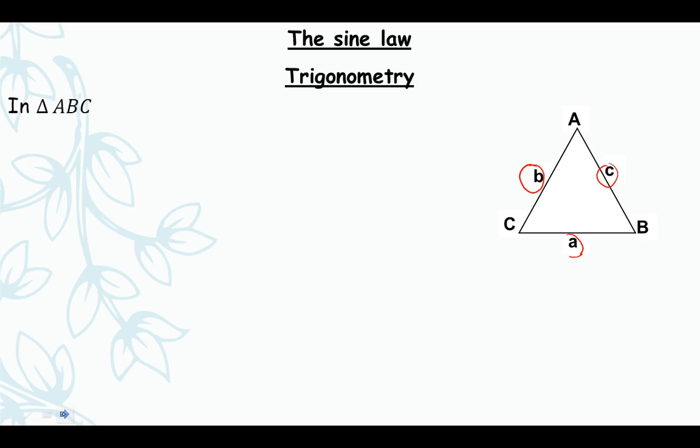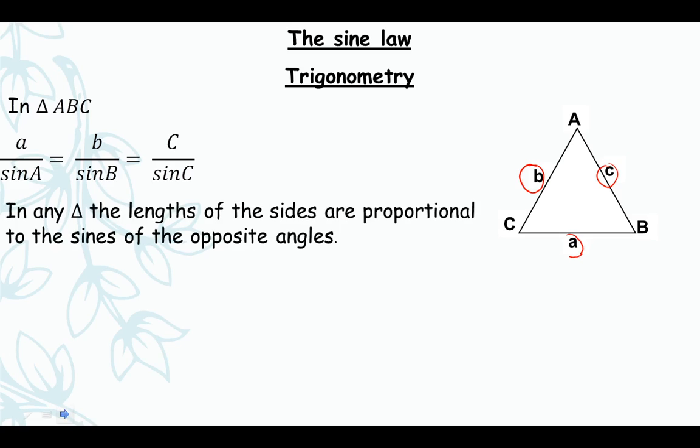In triangle ABC, the sine law: a over sine A equals b over sine B equals c over sine C. In any triangle, the lengths of the sides are proportional to the sines of the opposite angles. Another form for the sine law: a over sine A equals b over sine B equals c over sine C equals 2R. Here, R is the radius of the circumcircle of the triangle.